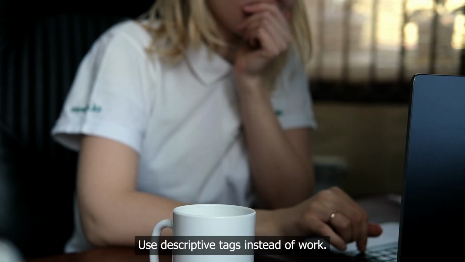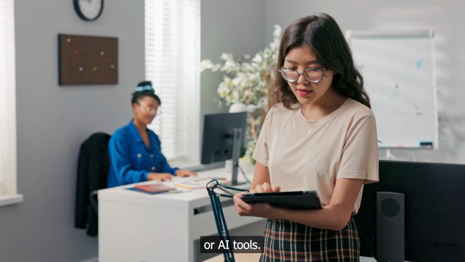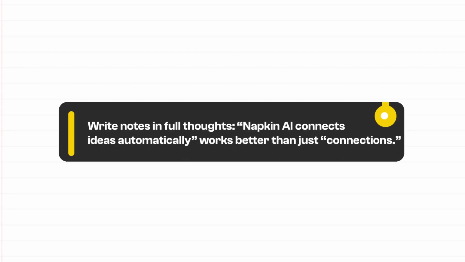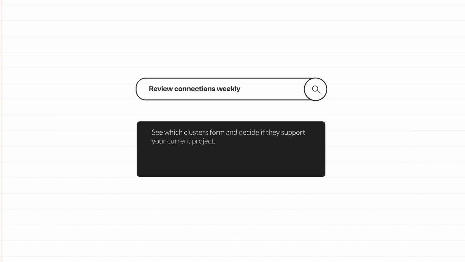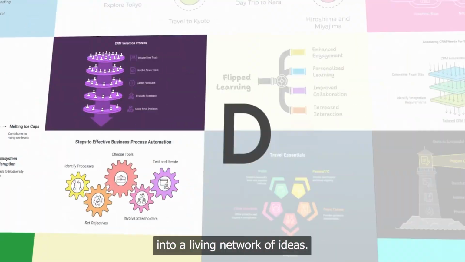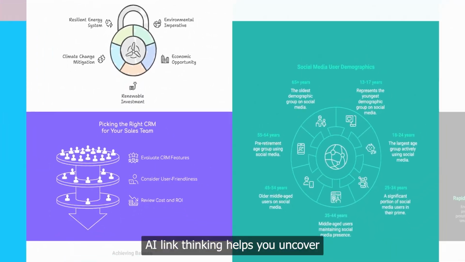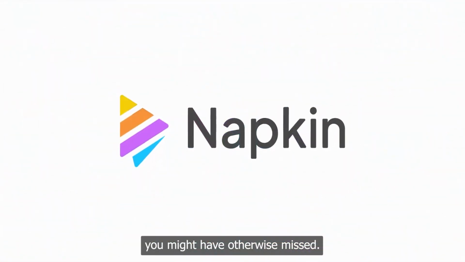Use descriptive tags instead of just a work tag, like remote collaboration or AI tools. Write notes in full thoughts. Napkin AI connects ideas automatically, and works better than just connections. Review connections weekly. See which clusters form and decide if they support your current project. Connections turn scattered nodes into a living network of ideas. With Napkin AI, linked thinking helps you uncover patterns and insights you might have otherwise missed.